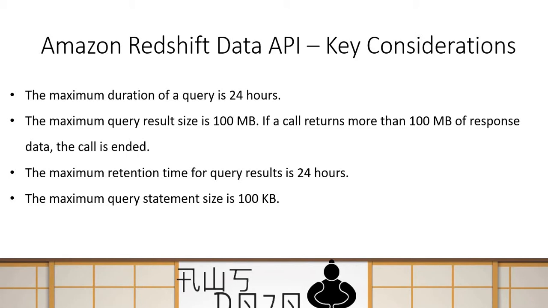But having a query result limit of 100 MB can be limiting in certain situations, because if you have a query which requires more than 100 MB, then in that case you cannot use the Data API. But these are the considerations at this point of time. I'm sure many of these things will change and be enhanced in coming releases. I'm pretty confident about that. But let's see.